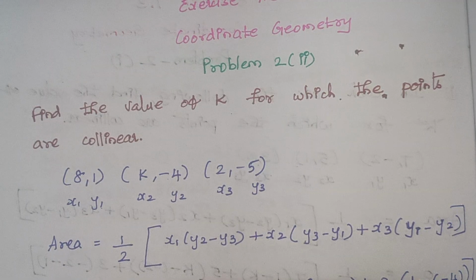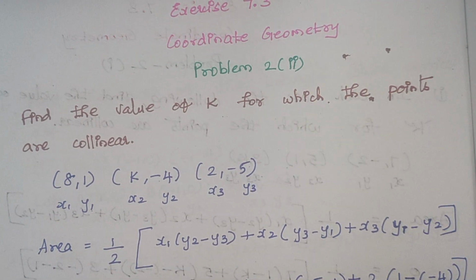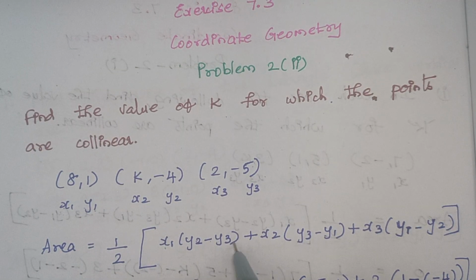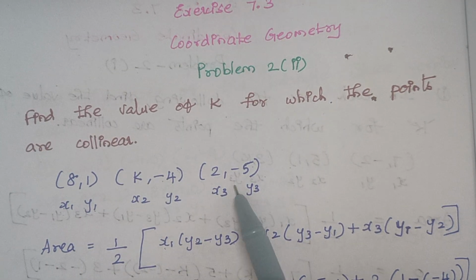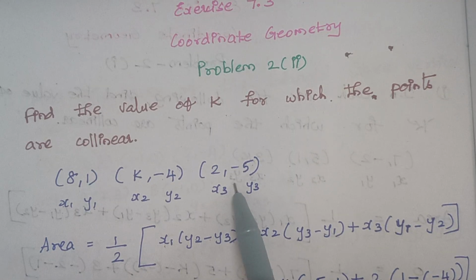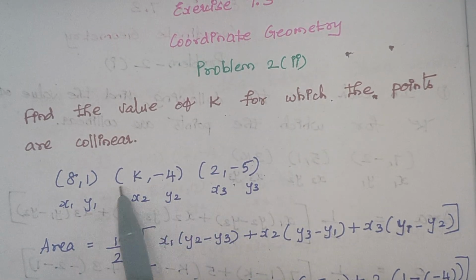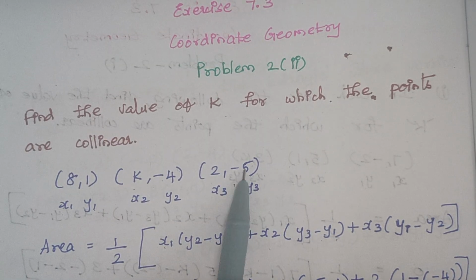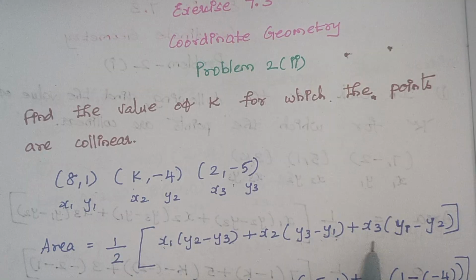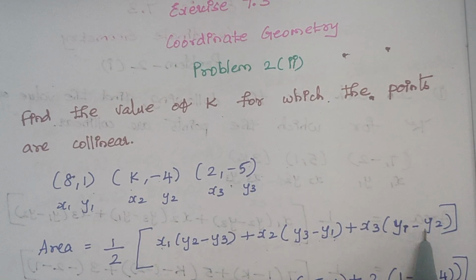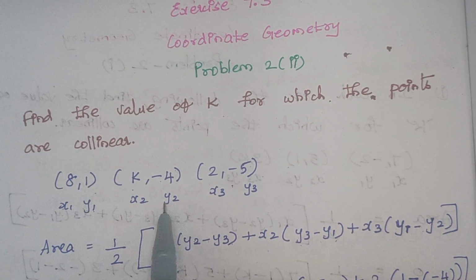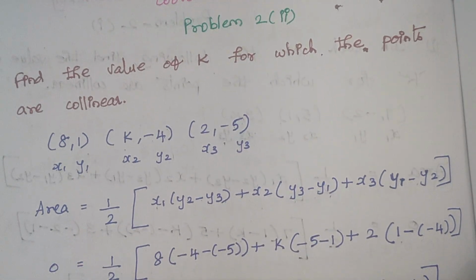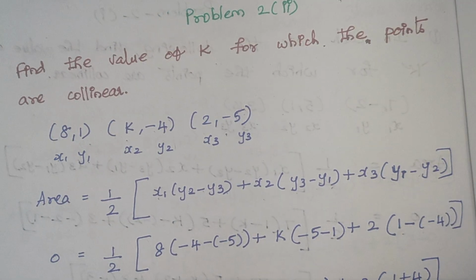Right, that's it. Now we are going to substitute the terms over here. So x1 is 8, so 8 into y2 minus y3, so minus 4 minus of minus 5. Right. And the next thing is plus x2. x2 is k, y3 minus y1, y3 is minus 5 minus 1. And the next thing is x3 is 2, y1 minus y2. y1 is 1 and y2 is minus 4, so 1 minus of minus 4. Right. So this is what is written here.